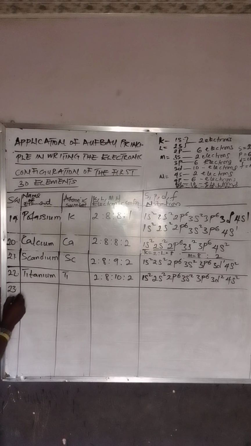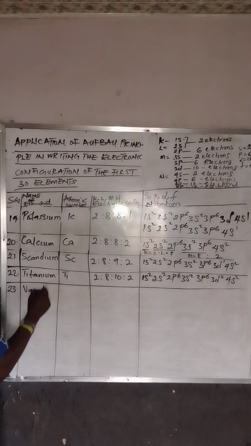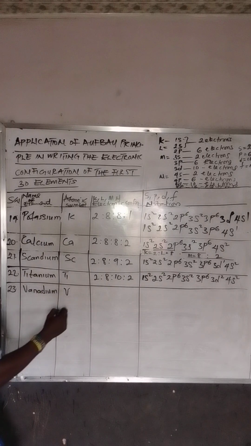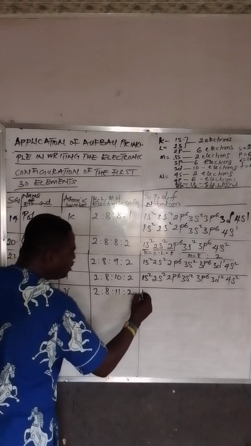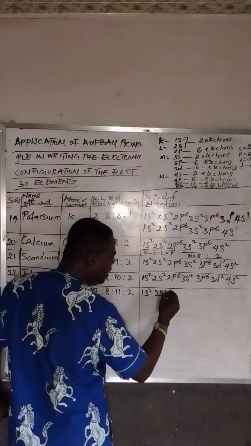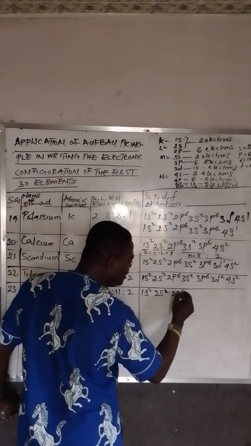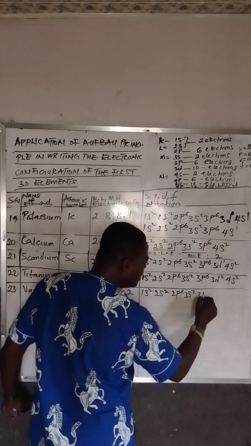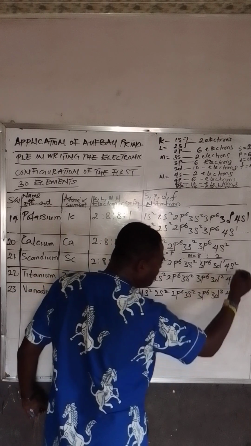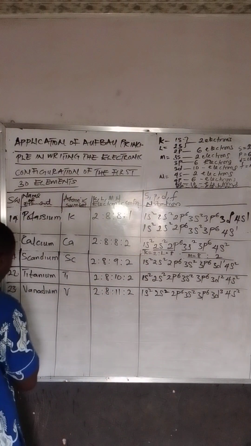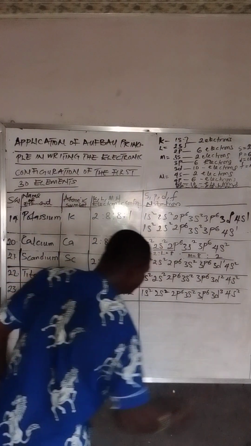Number 23 is scandium, titanium, then vanadium. Vanadium, V: 2, 8, 11, 2. The configuration is 1s2, 2s2, 2p6, 3s2, 3p6, 3d3, 4s2. All of them end in 4s2, except copper and chromium, which end in 1.